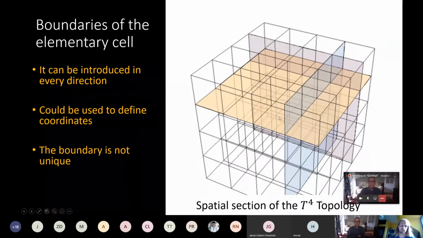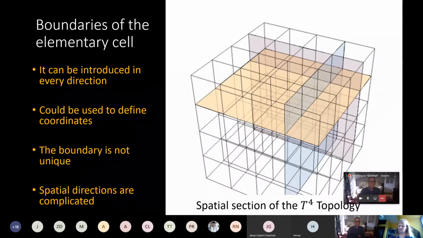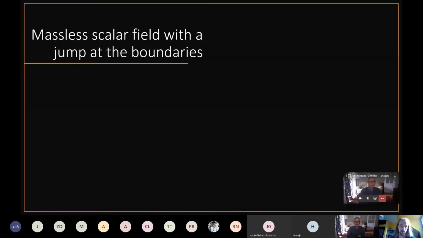And with the help of this, we can analyze spatial distributions of simplices and values related to simplices. However, these boundaries are not physical, and they are also not unique. But this will come in handy when we introduce the scalar field. So let's see how we introduce the scalar field in our model.